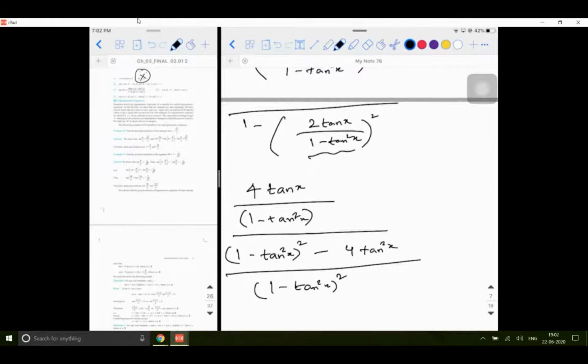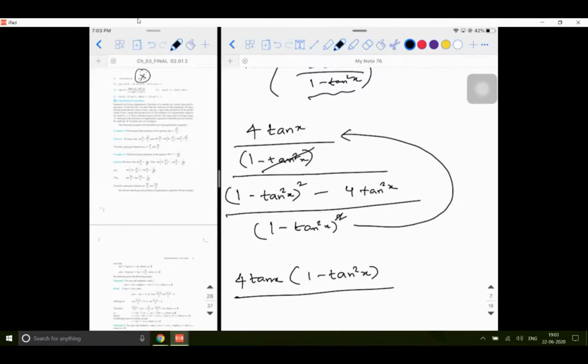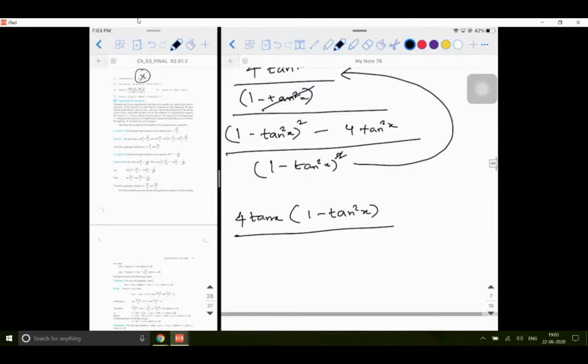So what I can do here is cancel this 1 minus tan square x and this one. What I'm left with is 4 into this 1 minus tan square x goes to the numerator. So it will be like this: 4 tan x into 1 minus tan square x, whole divided by 1 minus tan square x the whole square.